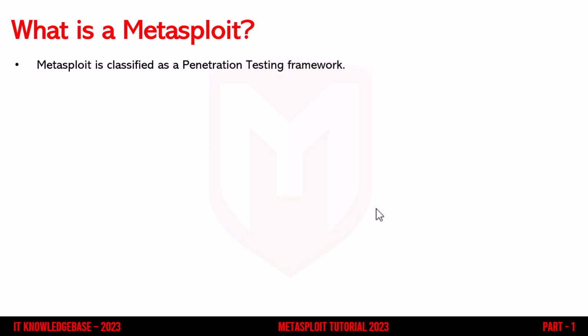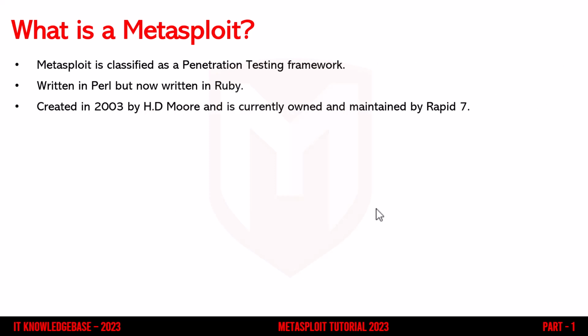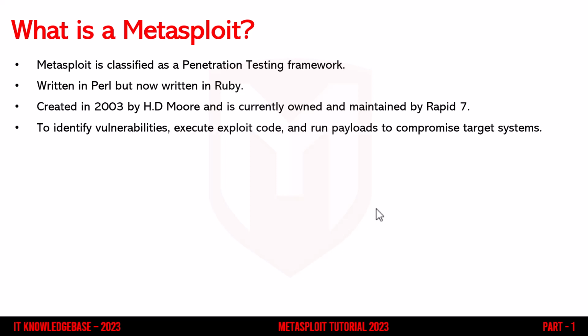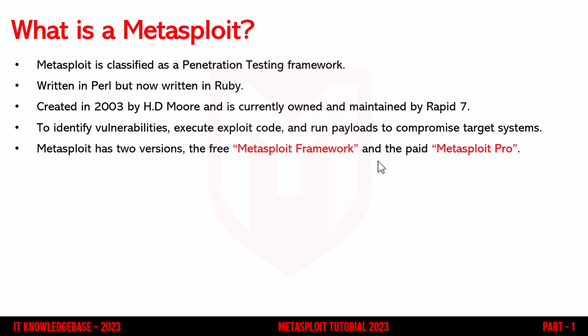Metasploit is classified as a penetration testing framework, originally written in Perl, but now it's written in Ruby. It was created in 2003 by H.D. Moore and is currently owned and maintained by Rapid7. It is used mainly by penetration testers to identify vulnerabilities, execute exploit code, and run payloads to compromise target systems. Metasploit has two versions, the free Metasploit framework and the paid Metasploit Pro. We will use the framework edition for this video series, which is already included in Kali and Parrot Linux.